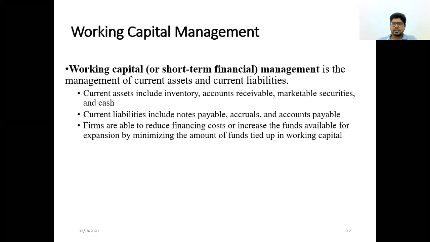Here, working capital is sometimes referred to as short-term finance, short-term investment. So working capital management, or short-term financial management, is the management of current assets as well as current liabilities. Here, the current assets include inventories, meaning stocks in hand. It may include raw material, work in progress, finished goods, and account receivable. When we make sales on credit basis, our customers will pay the money in future. That is called account receivable.